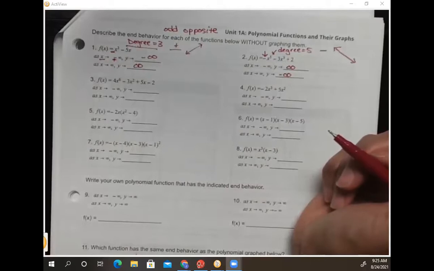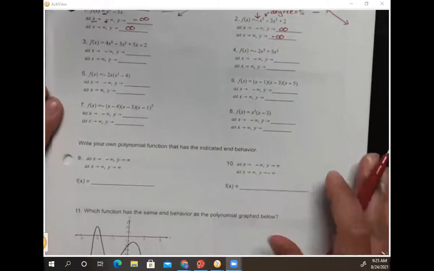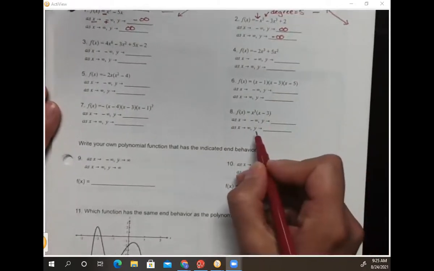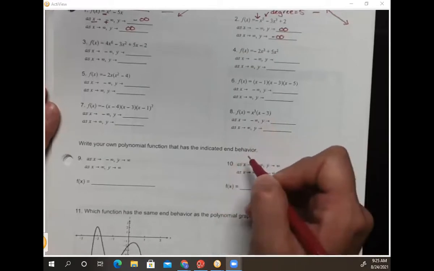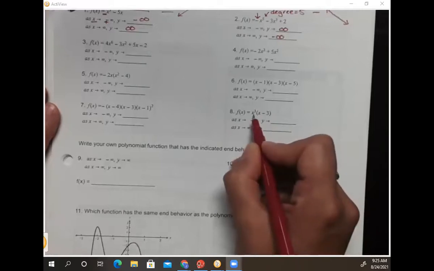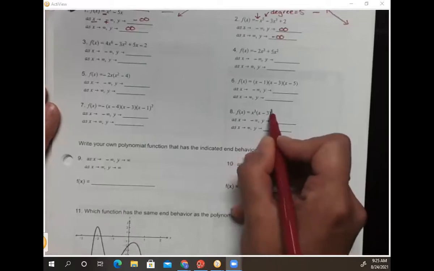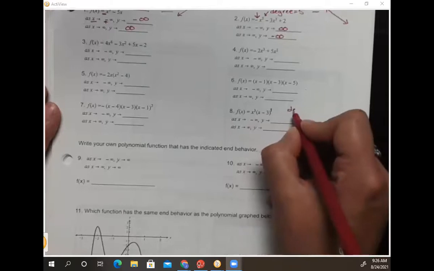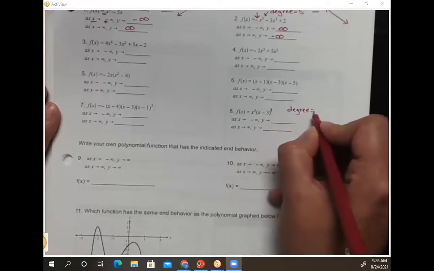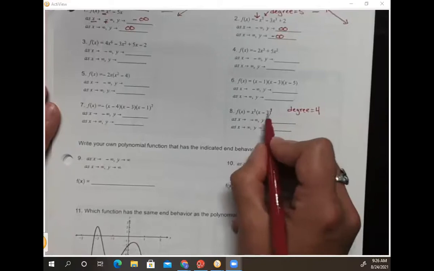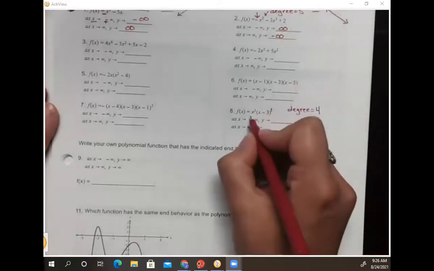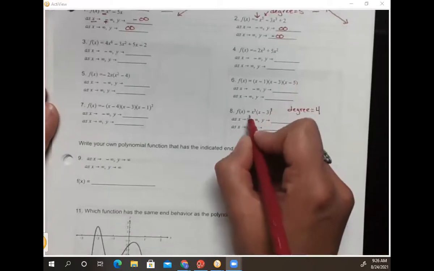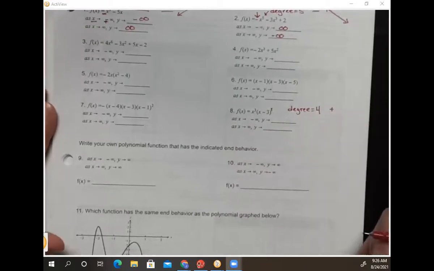Let's take a look at one that's not in standard form. So let's hop down to number 8. This is in factored form. I have distribution I would need to do here. So my degree here, I would have to add the exponents. So 3 and 1 means my degree here would be 4. I add when it's in that factored form. So my degree is 4, and my lead coefficient would be positive. There's no negative sign there, so my lead coefficient is positive.